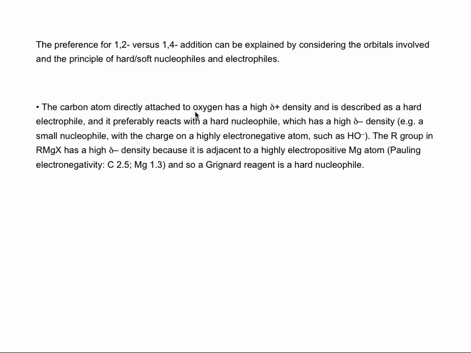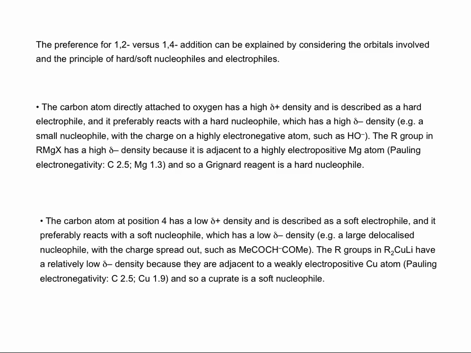And the carbon atom directly attached to oxygen has a high delta plus density and is described as being a hard electrophile, and it preferably reacts with a hard nucleophile which has a high delta minus density. And the R group in a Grignard has a high delta minus density because it's adjacent to a highly electropositive magnesium atom, and so a Grignard is a hard nucleophile.